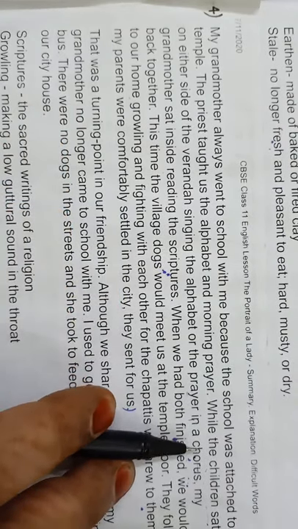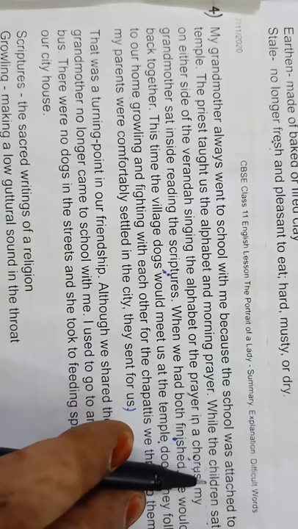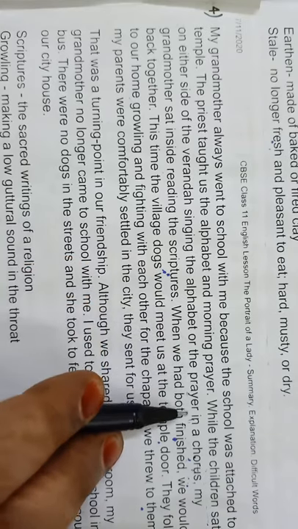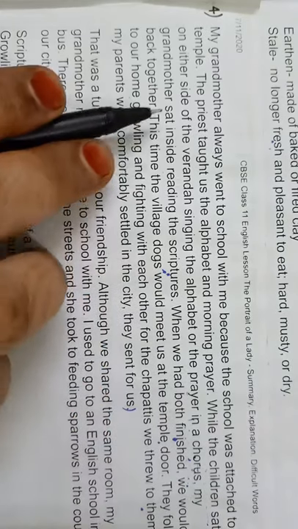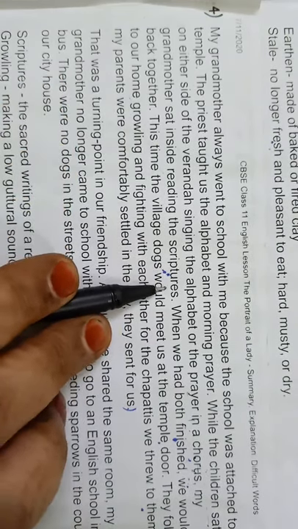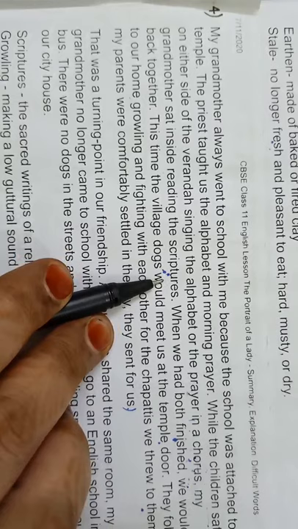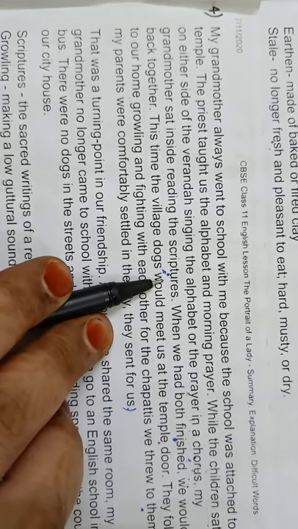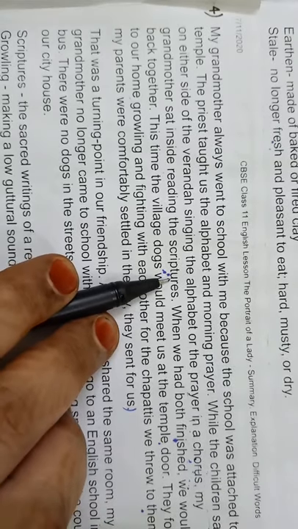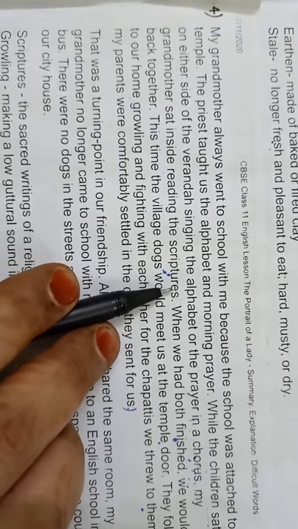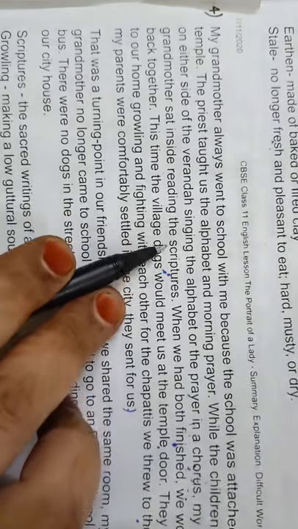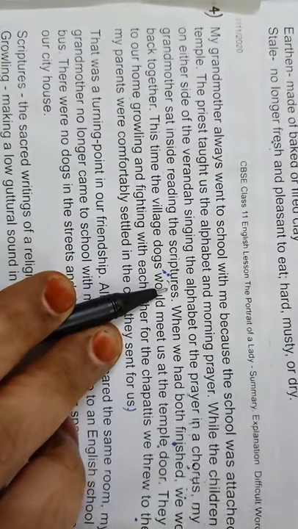It means that on one hand, the children were singing the alphabet or prayer in a chorus, and on the other hand, his grandmother sat inside the temple to read the scriptures. Scriptures means the sacred writings of a religion. You must have seen the books of worship and prayer, the books in praise of God, the religious books. Those books are called scriptures. The grandmother used to sit inside the temple to read the scriptures. Then what happened next?